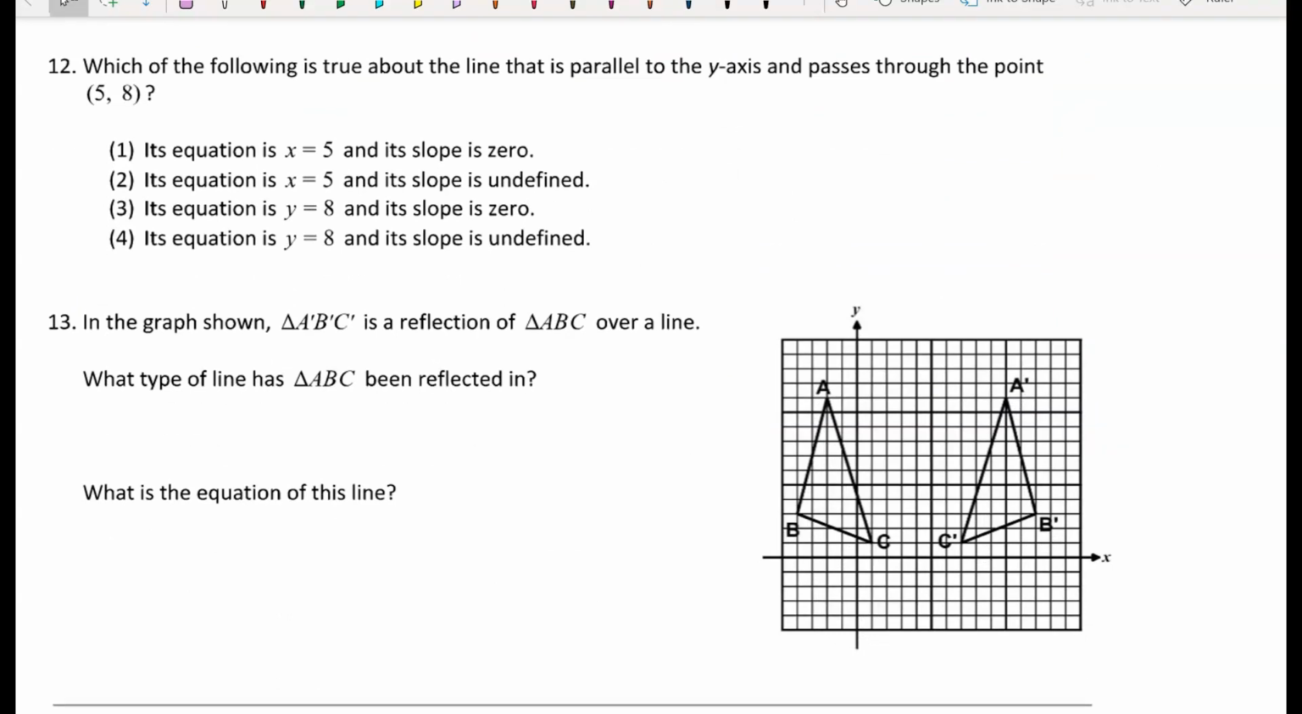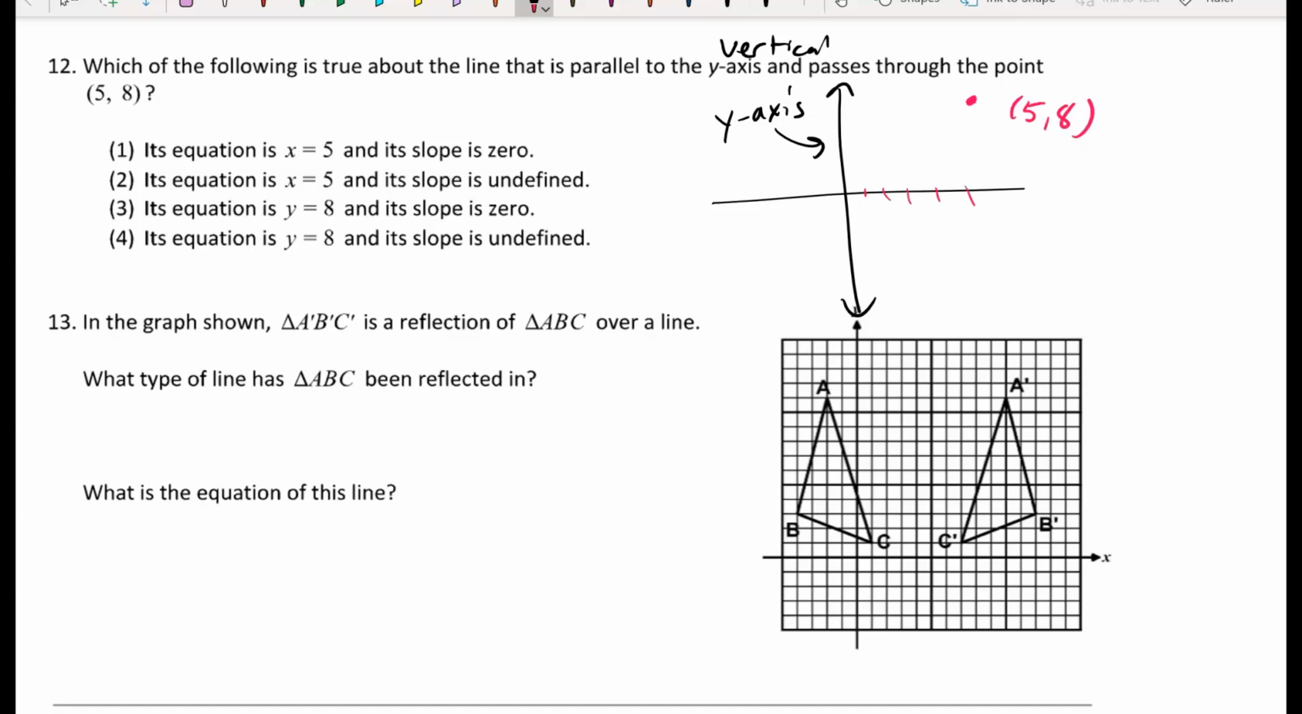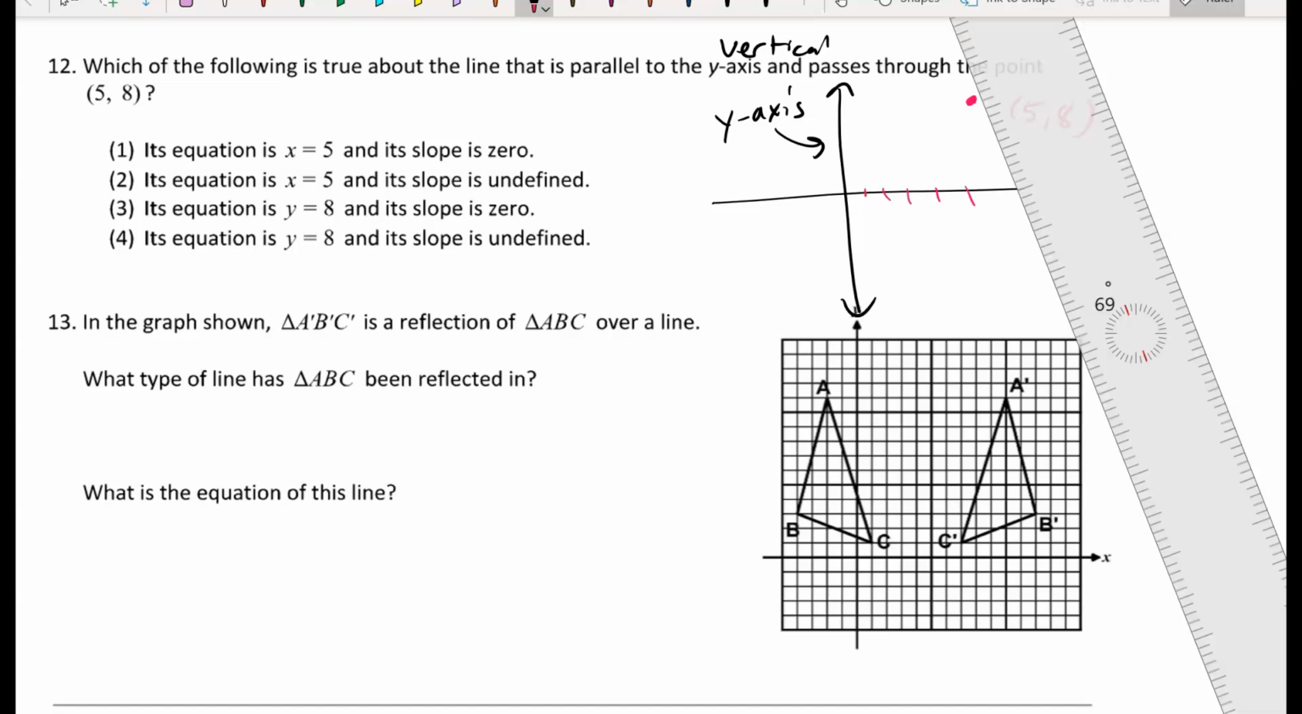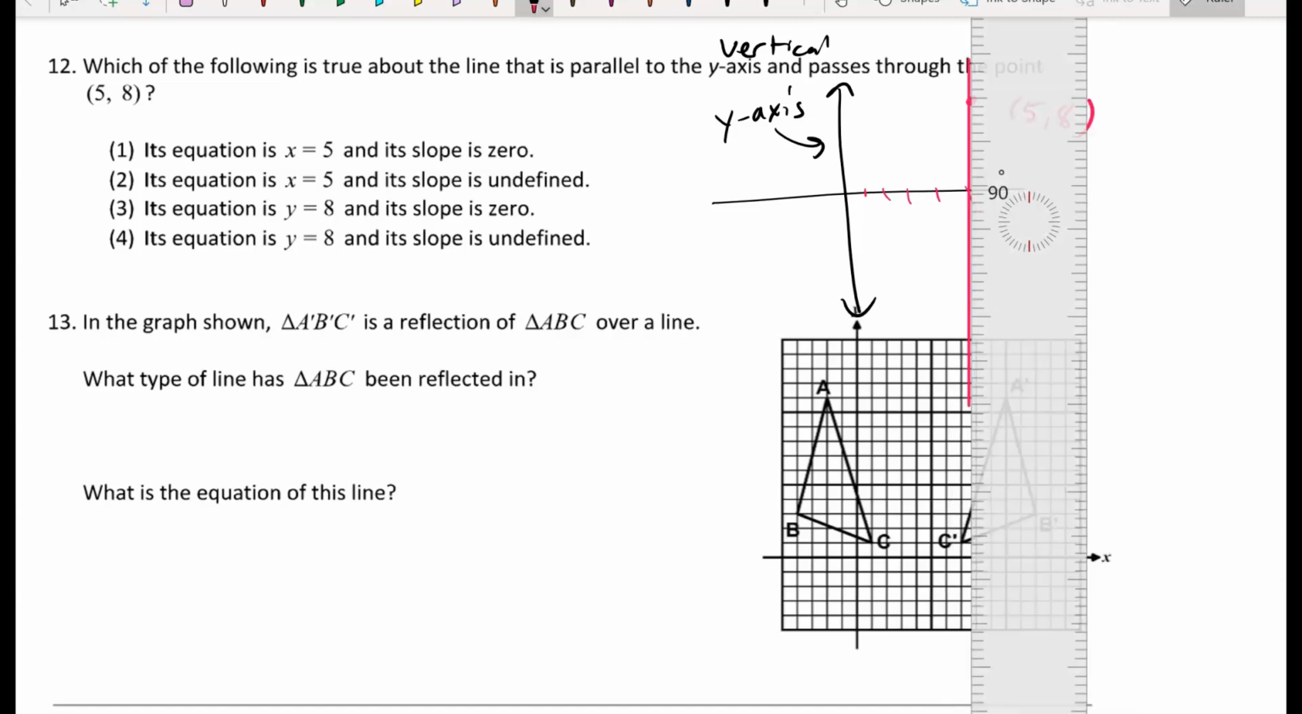Number 12, which of the following is true about a line parallel to the y-axis and passes through the point 5, 8? Well, let's sketch a picture here, right? Let's say I've got these set of axes. Here's the y-axis right here. So the y-axis is some vertical line, right? It goes up and down. But I also need my new line to pass through the point 1, 2, 3, 4, 5. Let's assume that's 5, 8 over there. So if it's parallel to a vertical line, that means the line should also be vertical.